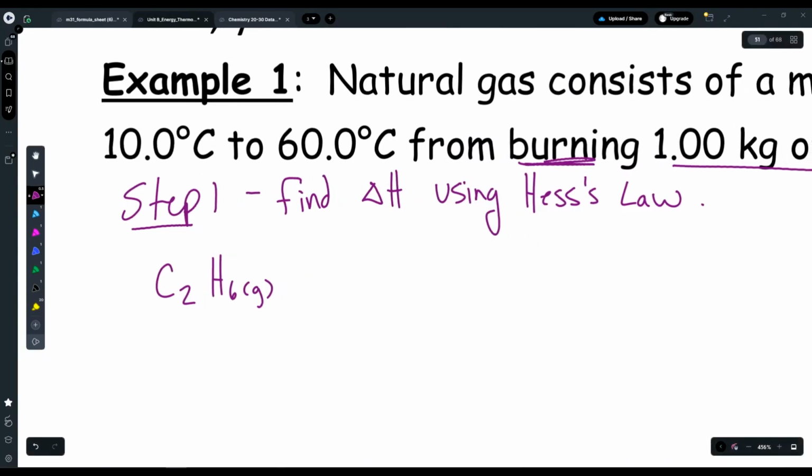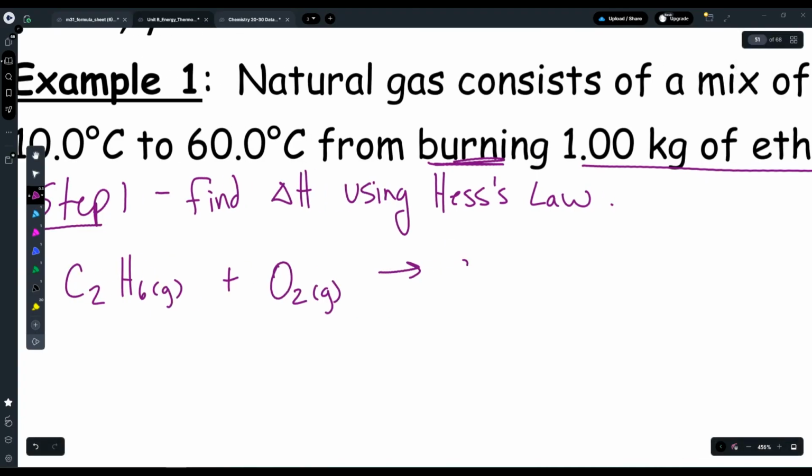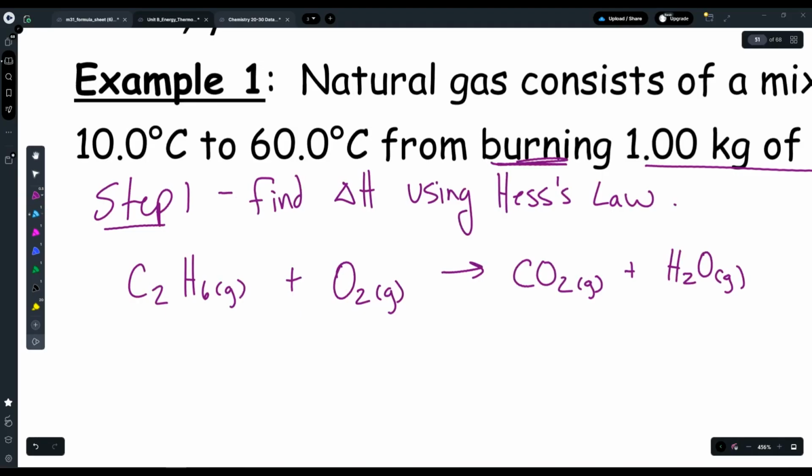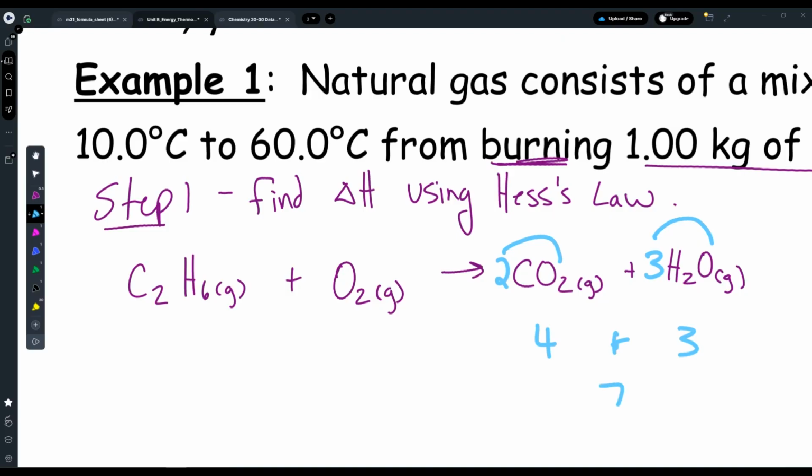Okay, and since we've got that keyword burning, we know it's a combustion reaction. So you take your fuel, which in this case is ethane, react it with oxygen. You're going to get carbon dioxide and water vapor. Okay, let's balance this. We got 2 carbons going in, 2 coming out. We got 6 hydrogens going in. Now we have 6 coming out.